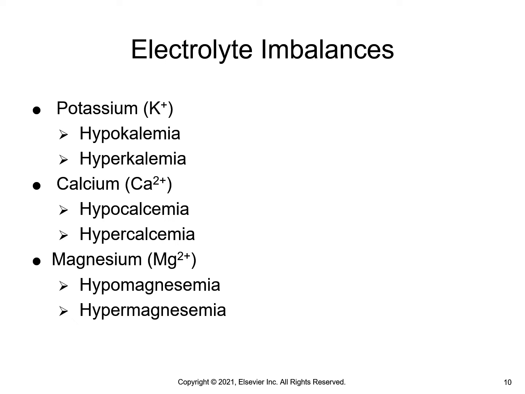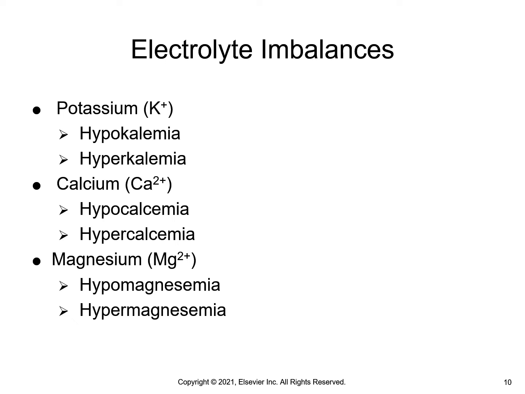Hypokalemia is an abnormally low potassium concentration. It's due to decreased potassium intake and absorption, a shift of potassium from extracellular fluid into the cells, or an increased potassium output. Common causes would be diarrhea, repeated vomiting, and use of potassium-wasting diuretics.